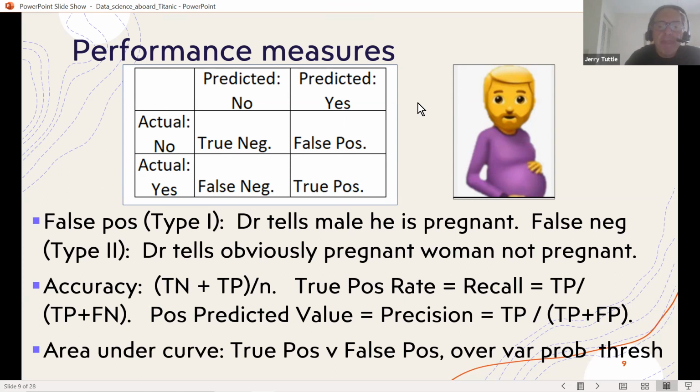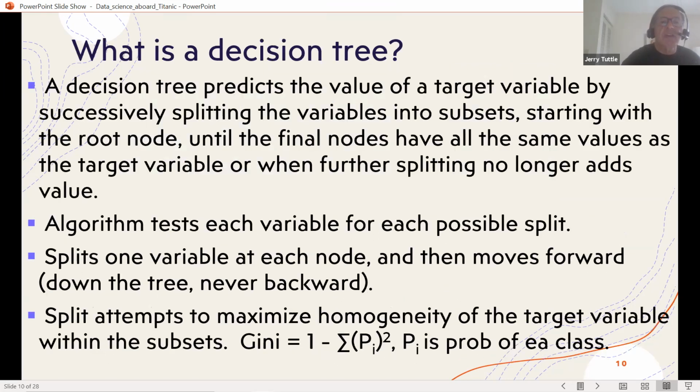There are others. Another one is taking true positives versus false positives and graphing them over a variety of probability thresholds and calculating the area under that curve. We'll talk a little bit about that if there's time at the end. So now I'm going to talk generally about the two models I'm going to use. I'm going to use a decision tree, and I'm going to use logistic regression.